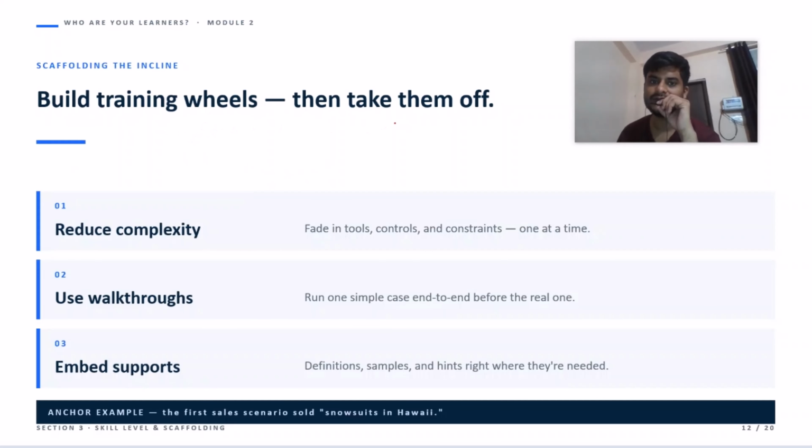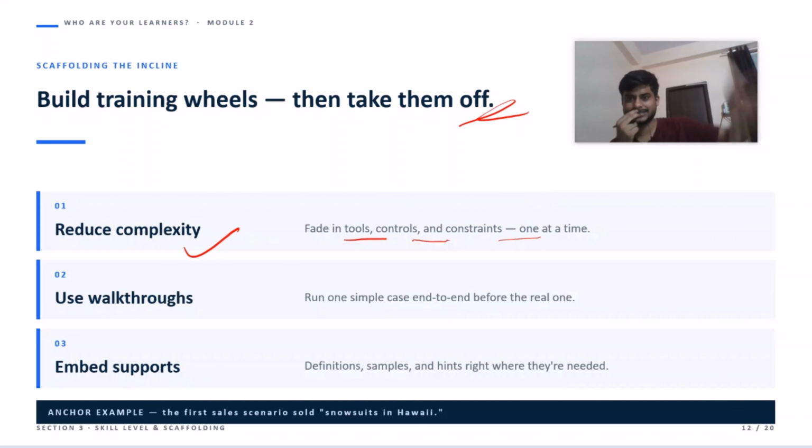Now build training wheels, then take them off. First, reduce complexity. Like if you are making an Excel session for the novice, don't start with the full window, with charts and graphs and all. They will think that it is very tough, and this is some advanced kind of thing. Just show the Excel icon, click and open, create a new workbook.